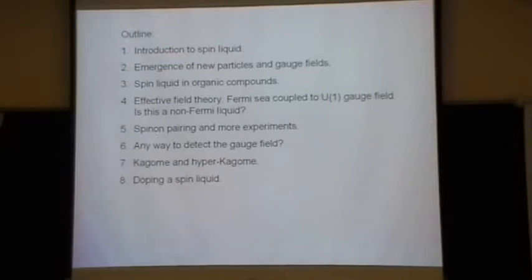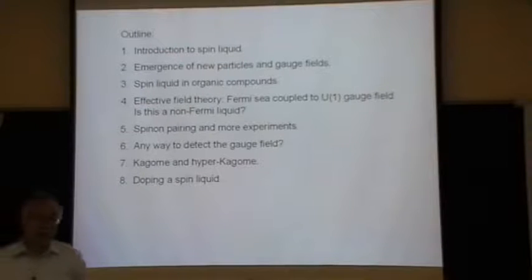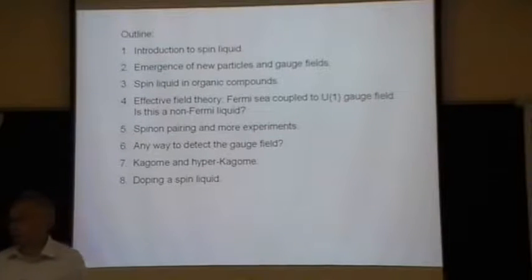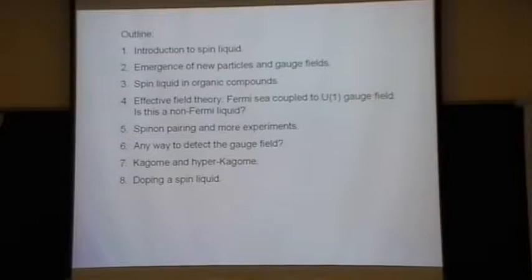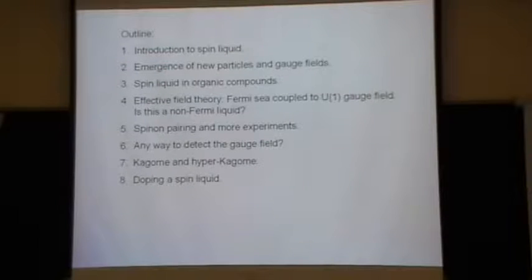Then I'll go into a little bit more about the experiment. And the experiment seems to call for something a little bit more complicated, that this Fermi surface may actually be unstable with further instability. And one possible instability is actually that these Fermi surfaces start to pair and form a superfluid. And the question is, are there more experiments you can do to probe such a thing?